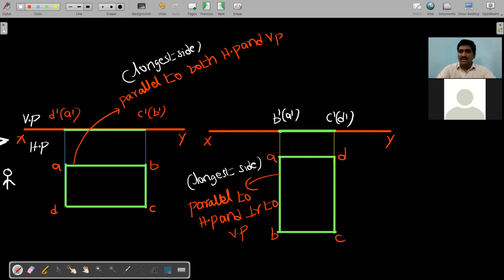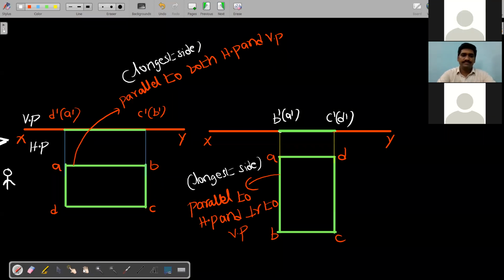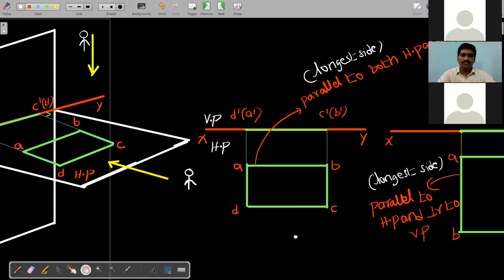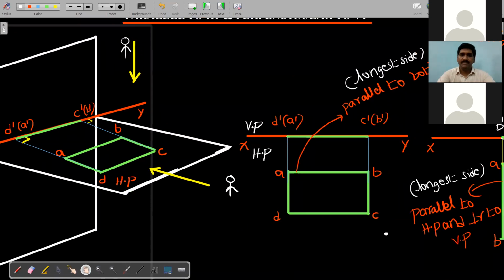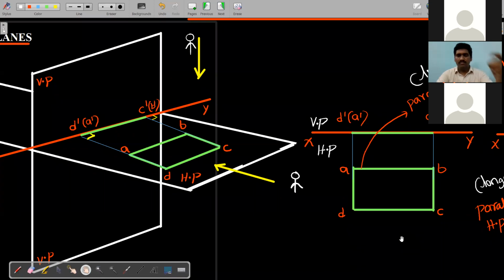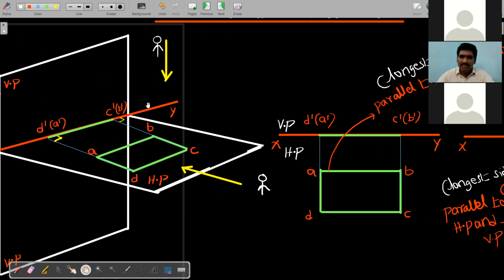Kamaljeet, 1 second. Yes, sir. My doubt is, if it is completely parallel to HP, coinciding with HP, lying on the ground. But what if it is 20 millimeters above HP? Then what shall we do? Very simple. If this is 20 mm above, then this front view will be 20 mm above. That's it.